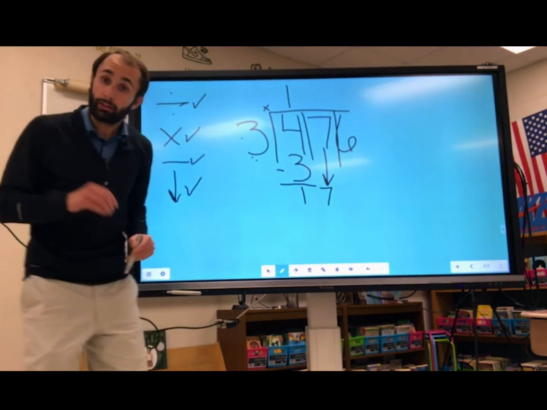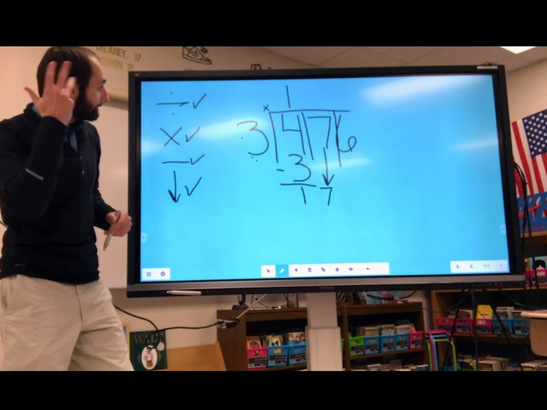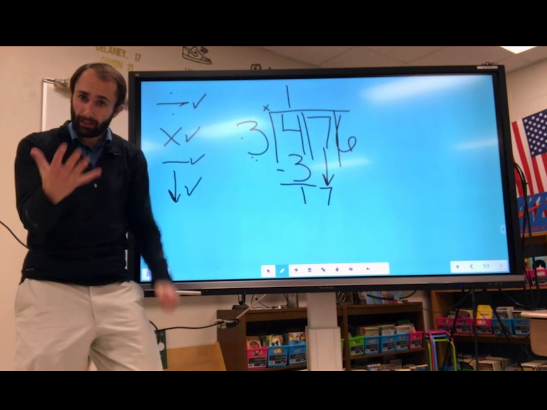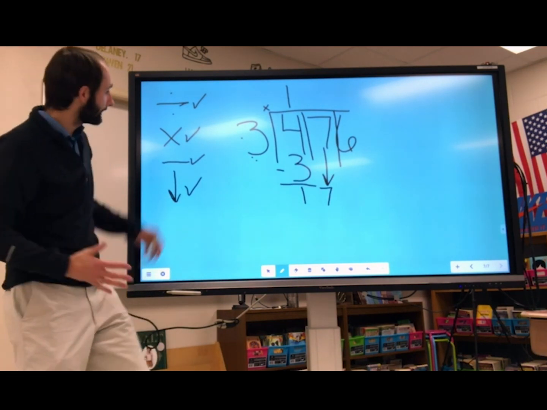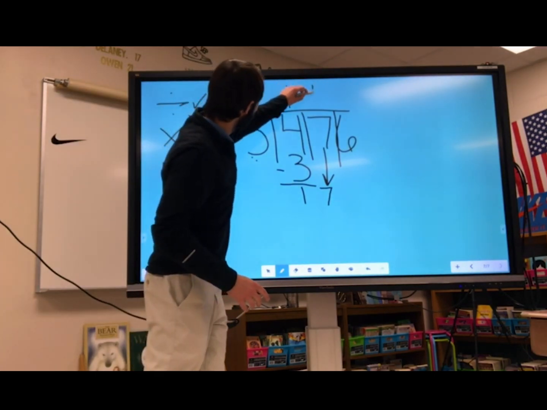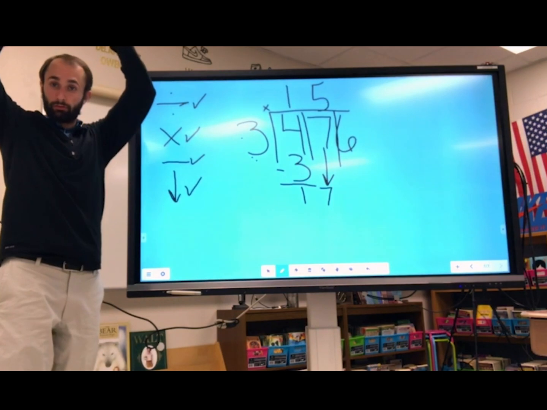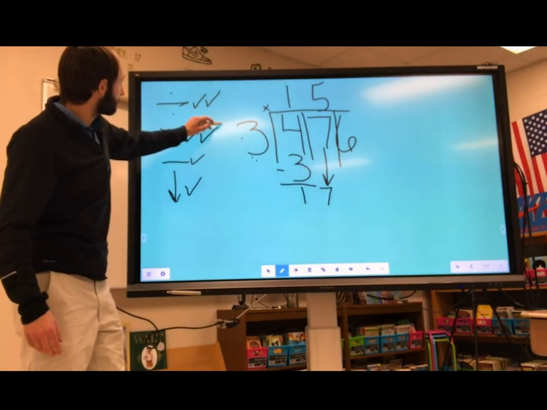Without going over. 3, 6, 9, 12, 15, 18. 18's too much, take that one away. 5 times 3 is 15. 5 times, that 5 goes up at the roof. Now we divided it, now we need to multiply.